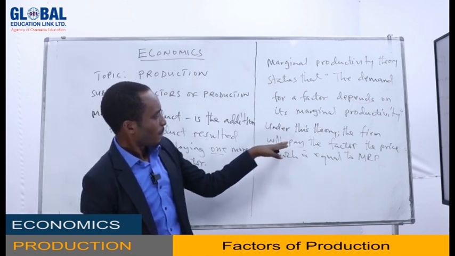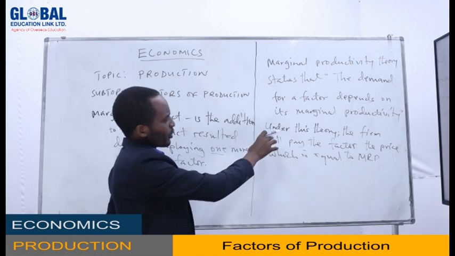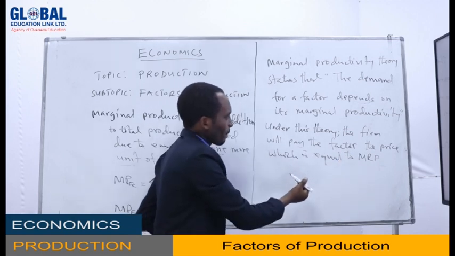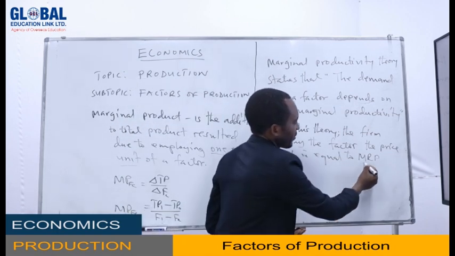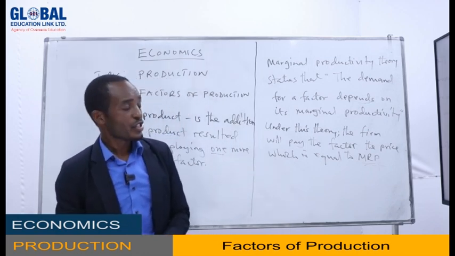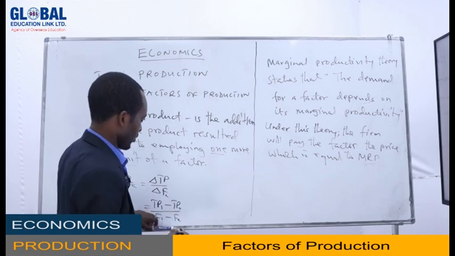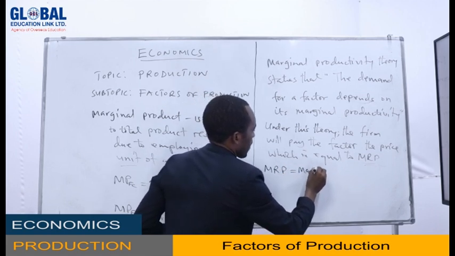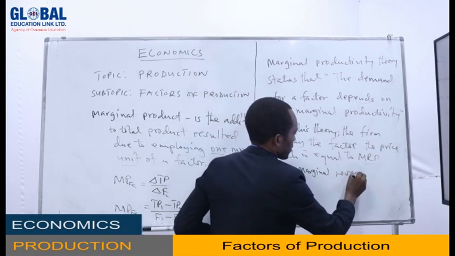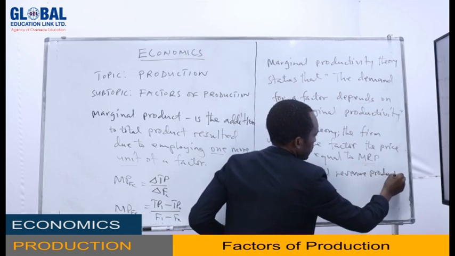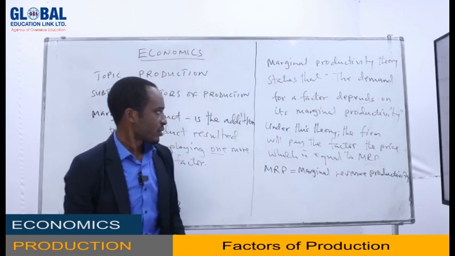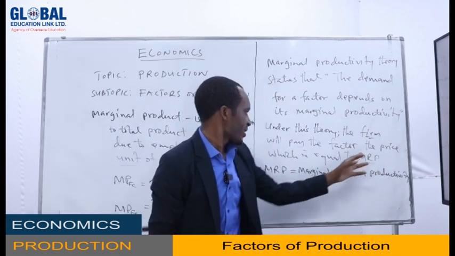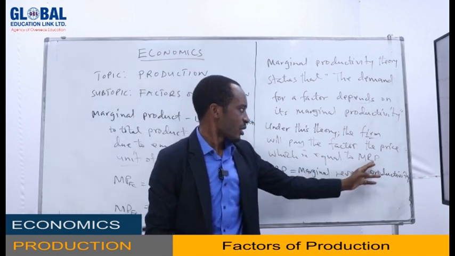Firms which are operating under this market will pay the factor of production the wage or price which is equal to the MRP, which is marginal revenue productivity. MRP is the same as marginal revenue productivity. So firms will pay the factor the price which is equal to marginal revenue productivity.